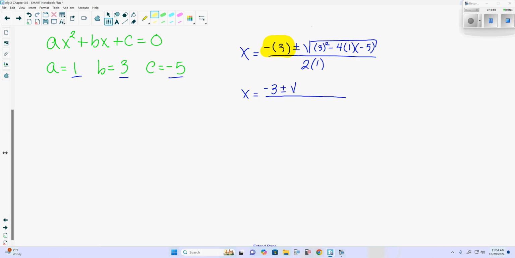Plus or minus. I'm going to deal with the square root here in a minute. On the bottom, we have 2 times 1, which is 2. Both of these we really didn't need a calculator for. We can do it ourselves because -3 is -3, and 2 times 1 is 2.